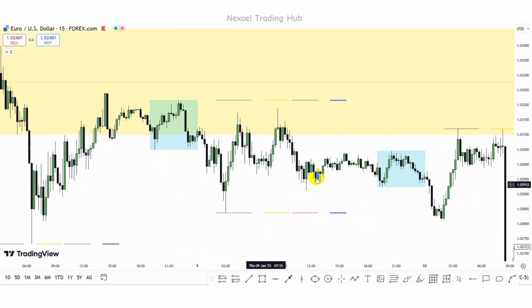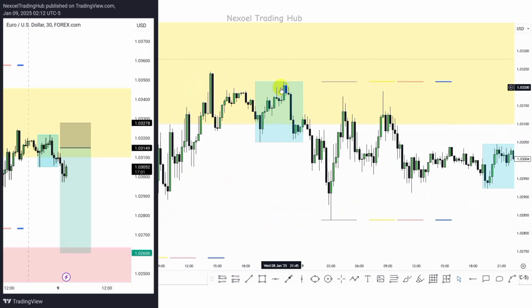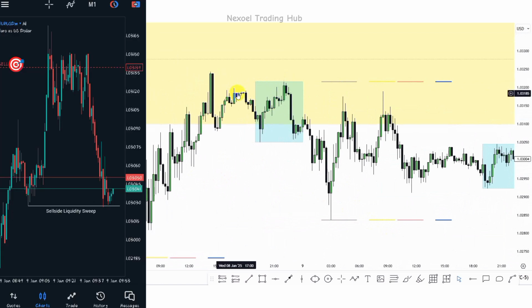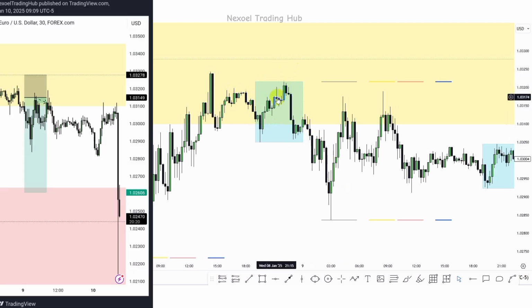So here on Thursday, I identified this zone. And then that was where we took our entry from. So this is the Asia session. What I saw was price took out the high of the open price of the day. So we can see this is the open price of the day. And now price went above the open price. And then price gave us the displacement to the downside during the Asia session.